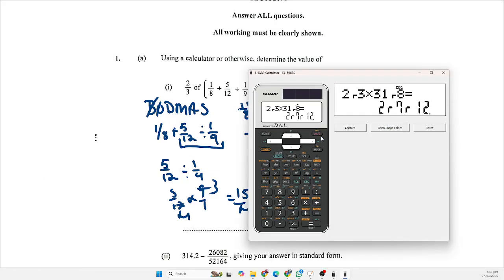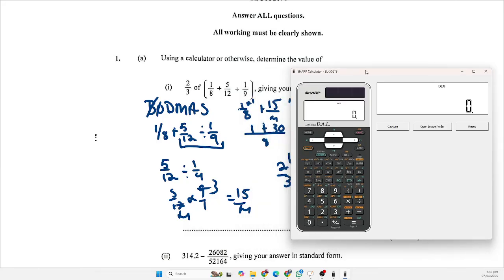Right? How you would do this in your calculator, right? I did the "or otherwise" first. How you would do this in your calculator is 2 over 3 multiplied by, open bracket, 1 over 8 plus 5 over 12. You see how I have my open bracket, right? Divided by 1 over 9, close brackets.